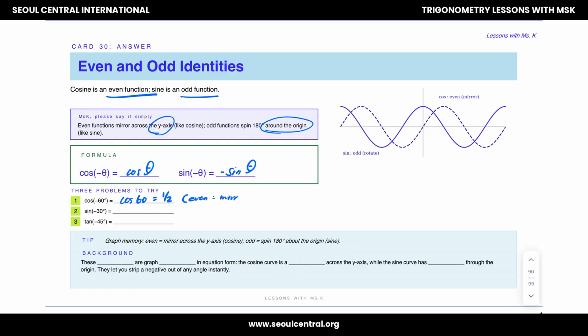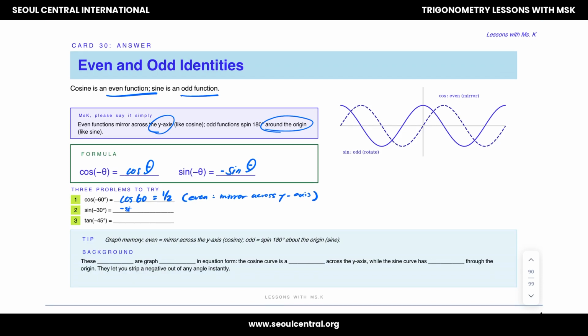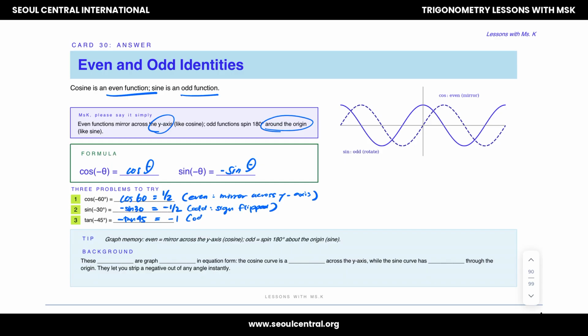3 problems to try. Number 1. Cosine of negative 60 equals cosine of 60, since it's an even function. This equals 1/2. This function mirrors across the y-axis. Number 2. Sine of negative 30. This equals negative sine of 30, since it's odd, so the answer is negative 1/2. You can see that the sign is flipped. Number 3. Tangent of negative 45. This equals negative tangent of 45, and the answer is negative 1, since it's an odd function.